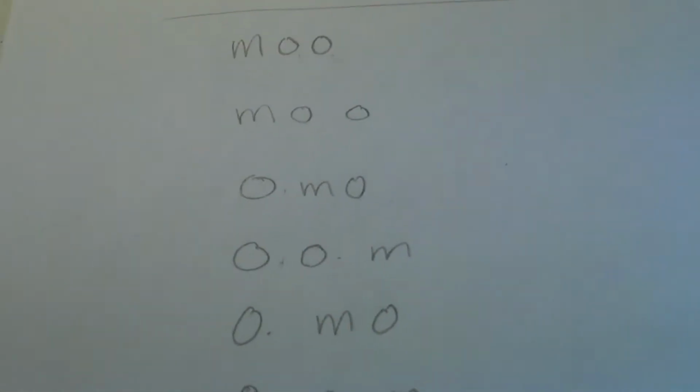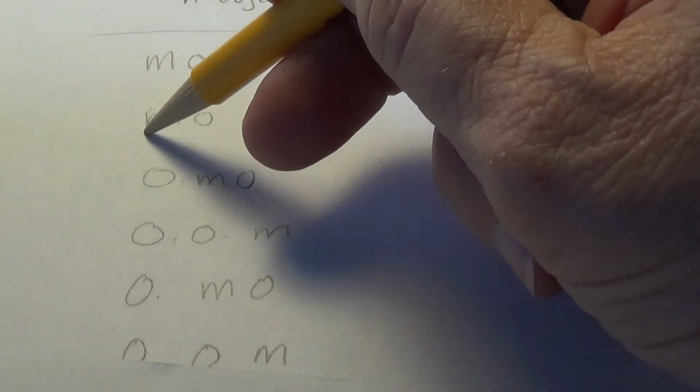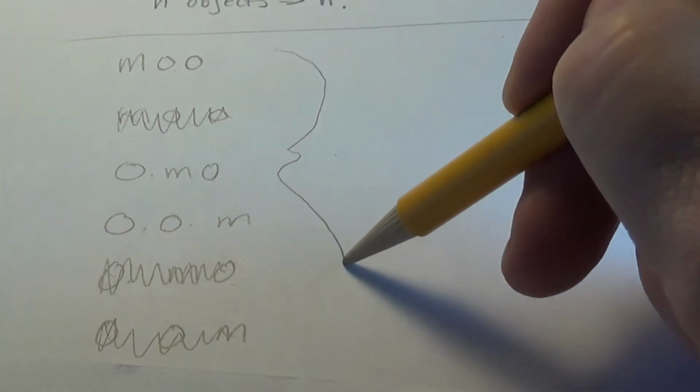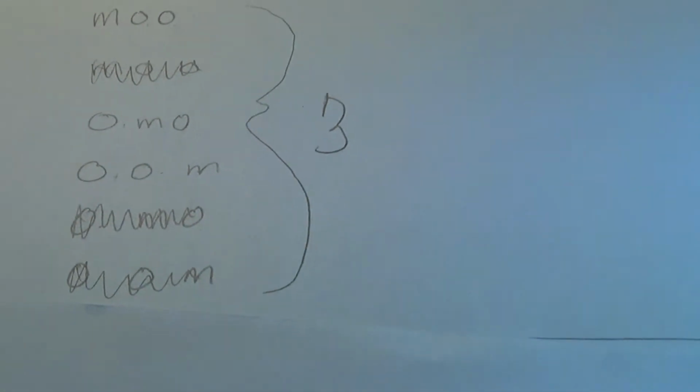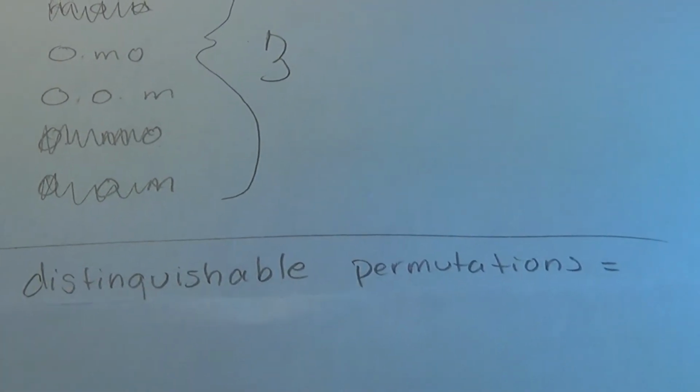Now I have removed the subscripts, and I see that there are repeats. We can't really distinguish this moo from that moo, so we can't count it as a distinct permutation. This is a repeat of that, so we get one of the doubles out, and this is a repeat of that. Instead of the 6, we have been bumped down to just 3. That's what we're going to look at next, and that is called distinguishable permutations.